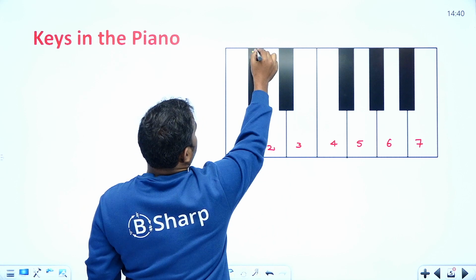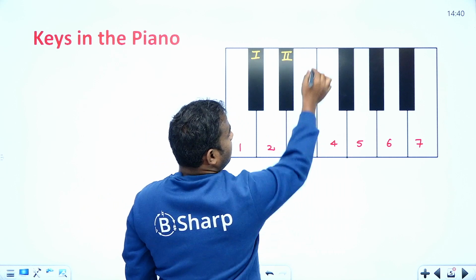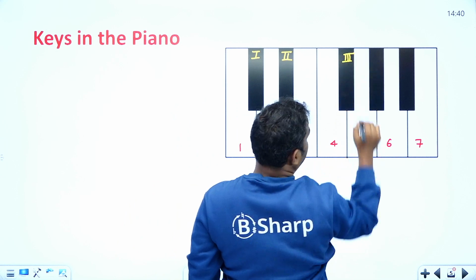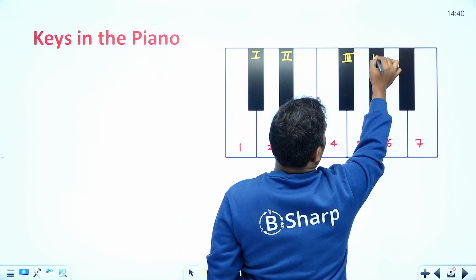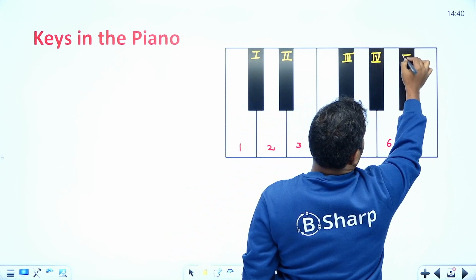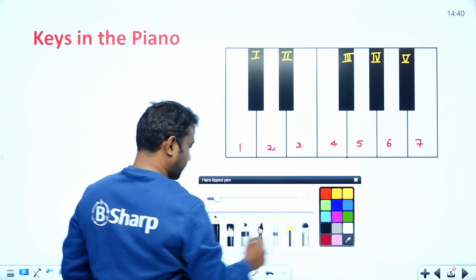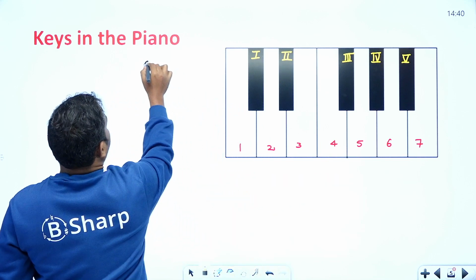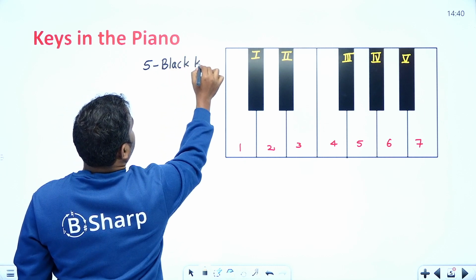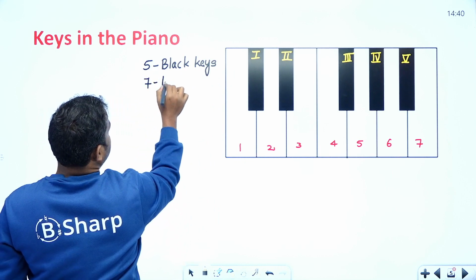That is the first black key, this is the second black key, and in between 3 and 4 there is no black key. Between 4 and 5 you'll observe another black key, this is the third. Then in between 5 and 6 you have another black key, the fourth, and between 6 and 7 you'll observe another black key, the fifth. So totally there are 5 black keys and 7 white keys.